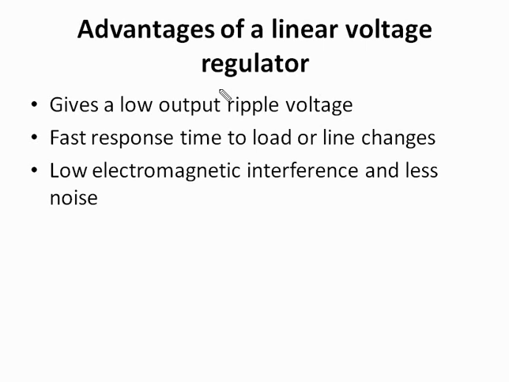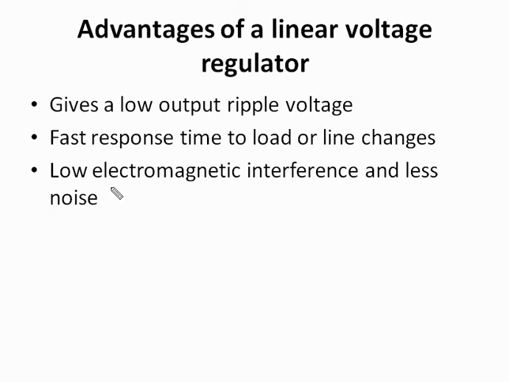Advantages of the linear voltage regulator: it gives low output ripple voltage. That means at the output side we get a constant DC voltage with negligible or zero ripple. Fast response time to load or line changes. That means if the load changes from the previous value, it responds to maintain constant DC voltage at the output side, which is fast. Suppose the input voltage changes, the resulting change in output voltage is corrected by this IC, with a fast response.